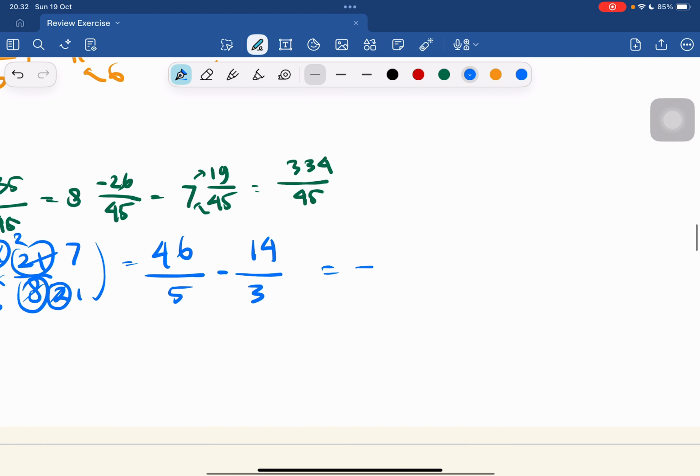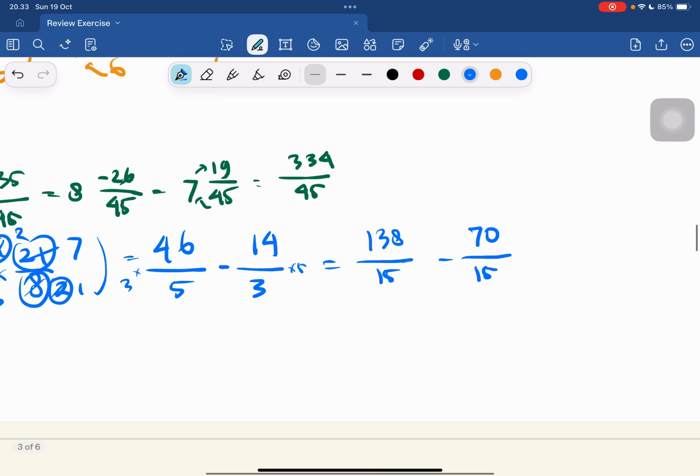So let's make it over 15, and it's also over 15. So this is multiplied by 3. So let's find it. 46 we multiply by 3, it's going to be 138. Here 14 we multiply by 5 is 70. So 138 minus 70, this will give us the answer of 68 over 15.